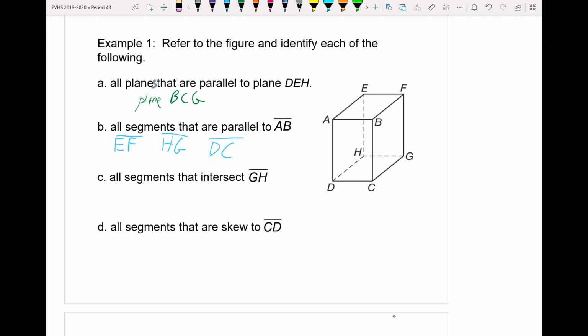All right. All segments that intersect GH. Well, GH is our bottom rear edge. So what all intersects it? Yeah, DH. Oh, yeah, DH is there. What else? EH, yes. CG is what you said, sorry. And then my last one is FG. All right.